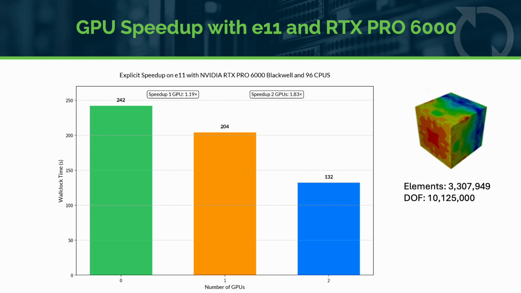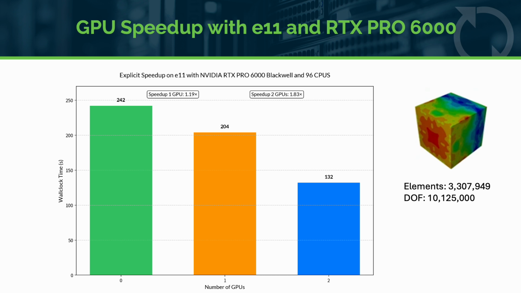Now, the first model is going to show the best case scenario where you don't have a lot of contact. This E11 model then runs mostly on the GPU equations. We have our baseline model. By adding one GPU, I'm able to speed it up 1.19, and 2 GPUs almost double the speedup over just a CPU-only run.